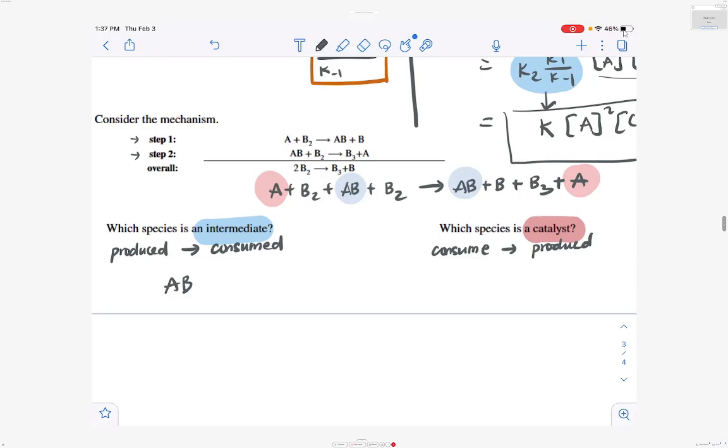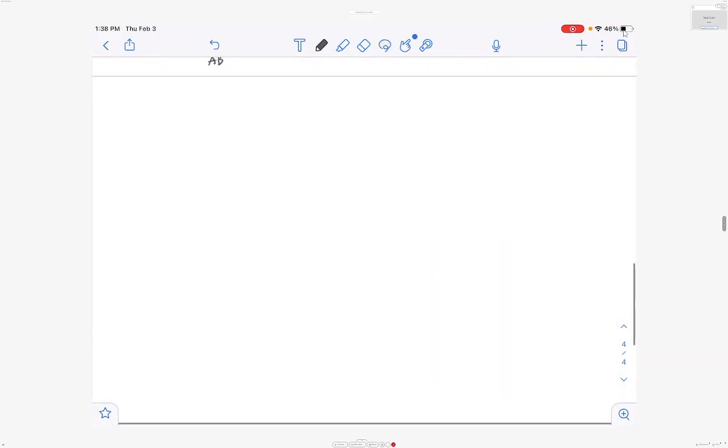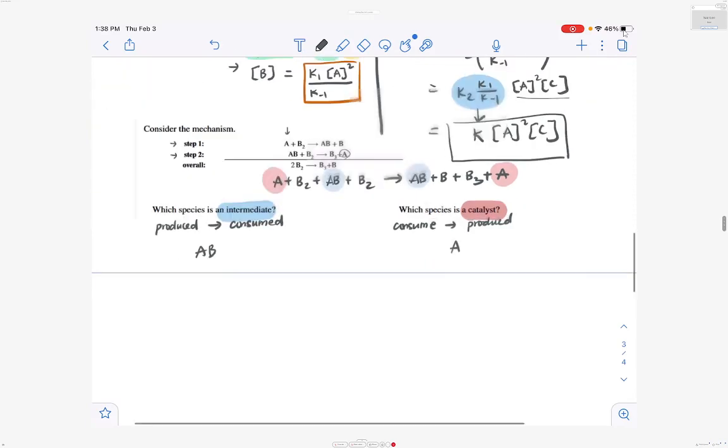On the other end, let's take a look at A. We had A in the reaction mixture to start off. So we know that A is consumed first and then it's regenerated or produced back later. So we know that A is going to be the catalyst.